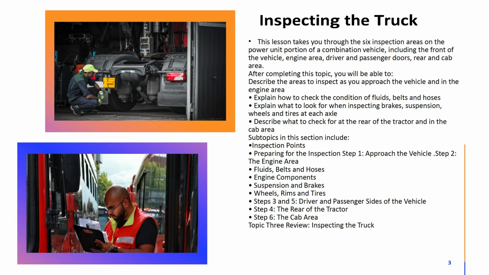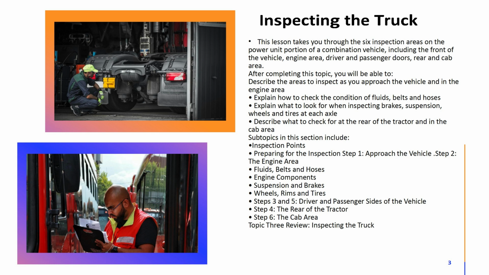Inspecting the Truck. This lesson takes you through the 6 inspection areas on the power unit portion of a combination vehicle, including the front of the vehicle, engine area, driver and passenger doors, rear and cab area. After completing this topic, you will be able to describe the areas to inspect as you approach the vehicle and in the engine area. Explain how to check the condition of fluids, belts, and hoses. Explain what to look for when inspecting brakes, suspension, wheels, and tires at each axle. Describe what to check for at the rear of the tractor and in the cab area.